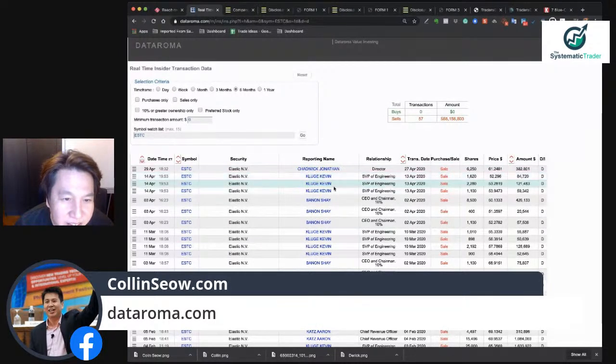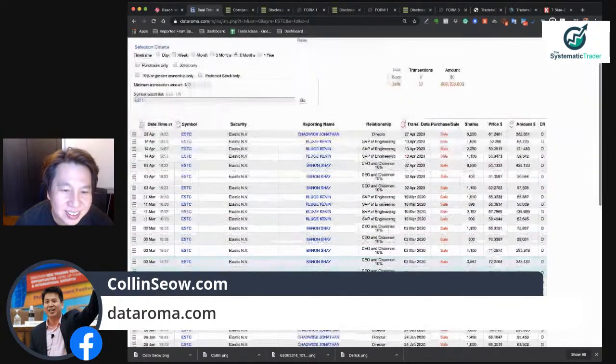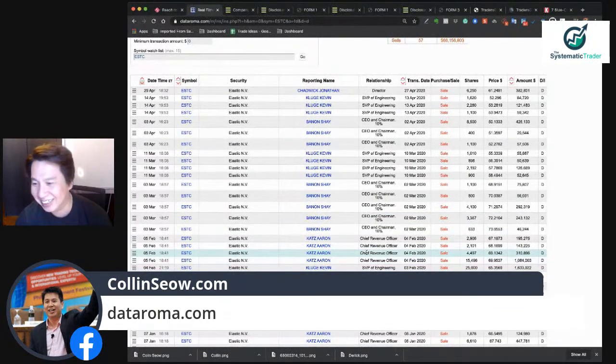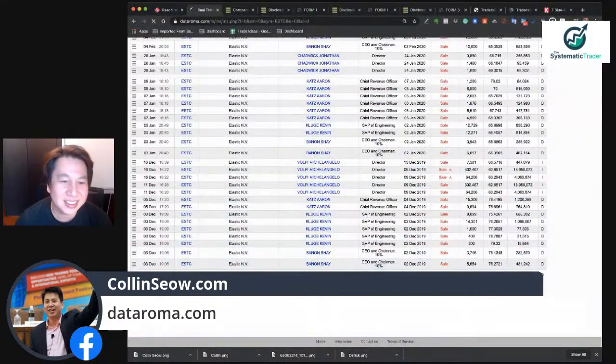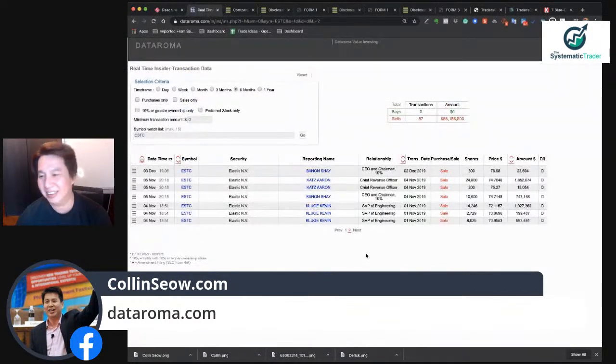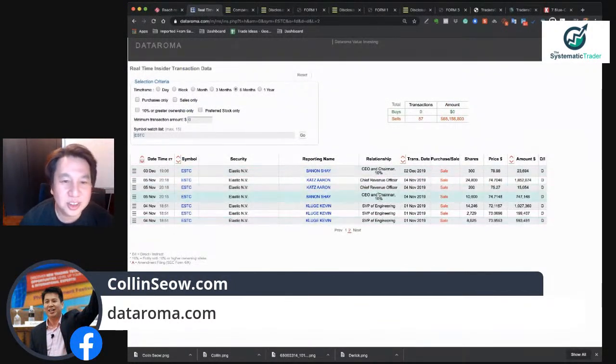Jonathan sell, Kelvin sell, Boron sell, CEO sell, SVP sell. Everybody selling. Can you see that now? Chief Revenue Officer, CEO, Chairman also sell. Everybody selling. But if you go and research this stock in the research report, this stock is actually considered very good. Go and do some research. Quite good.